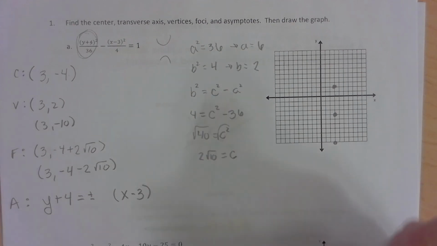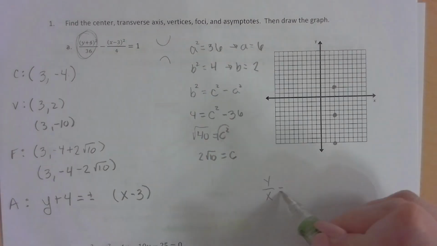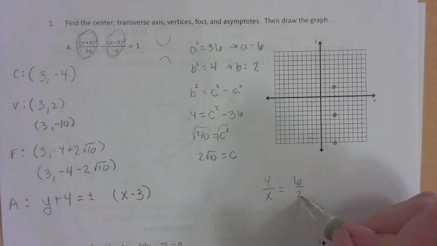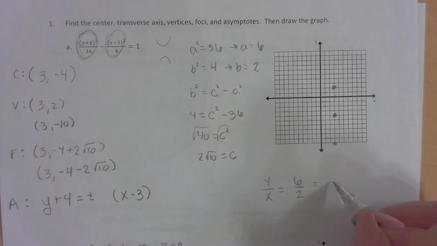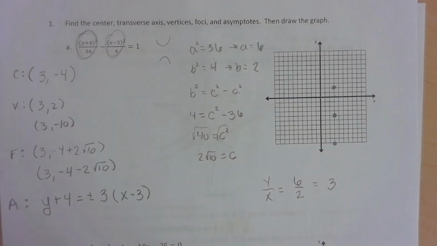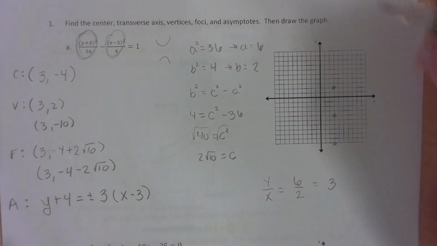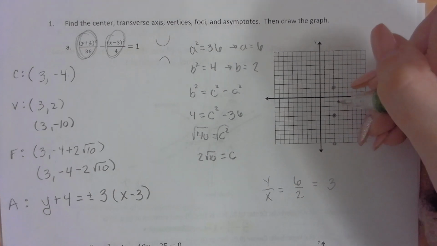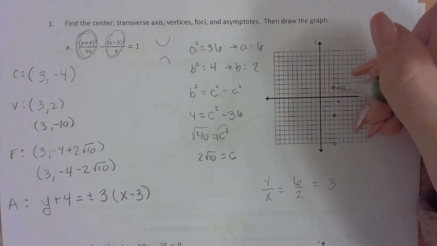Now the y number here is 6. The x number is 2. So that makes our slope 6 over 2, or 3. So our slope is plus or minus 3. So from the center here, we're going to go up 1, 2, 3 over 1, 1, 2, 3 over 1. In both directions.